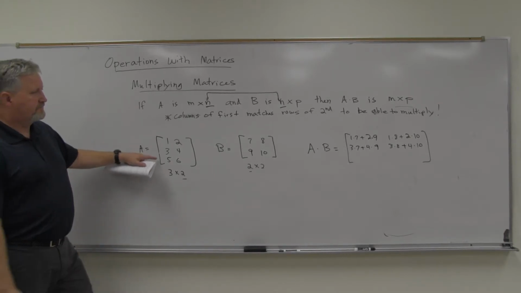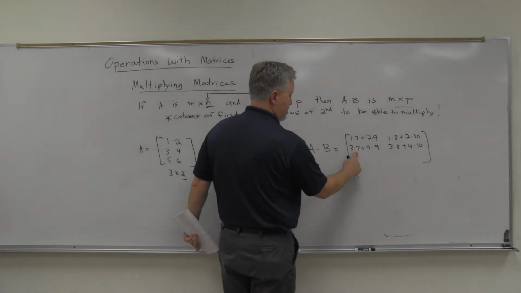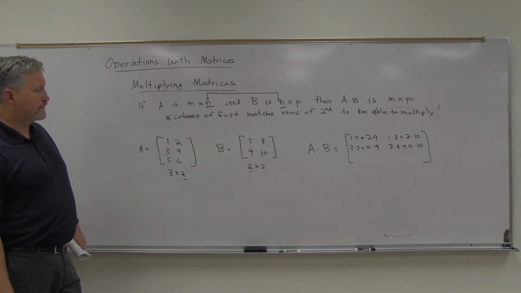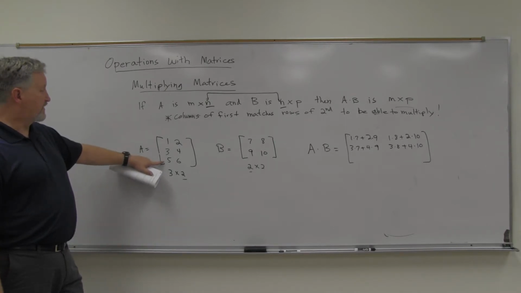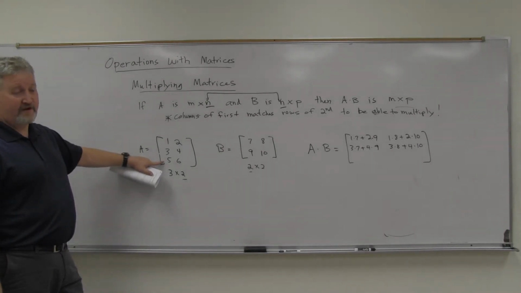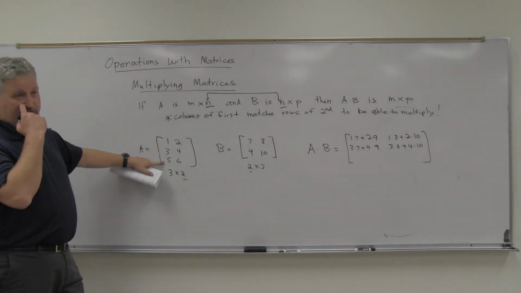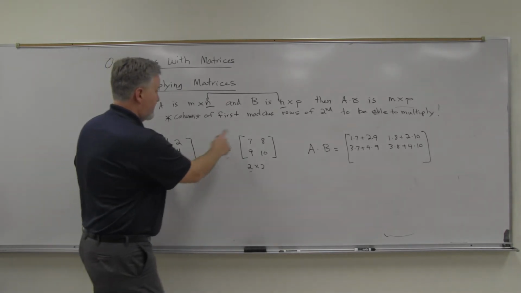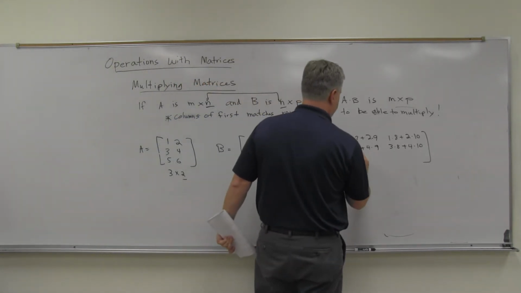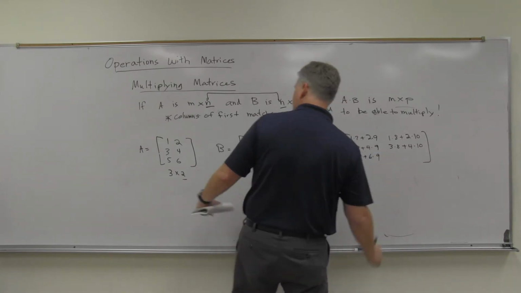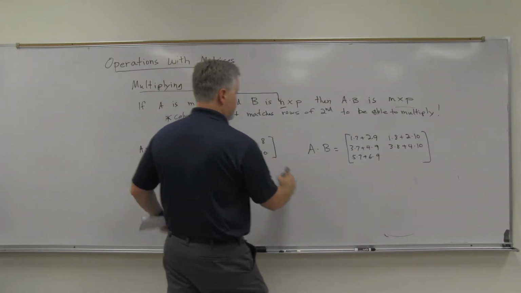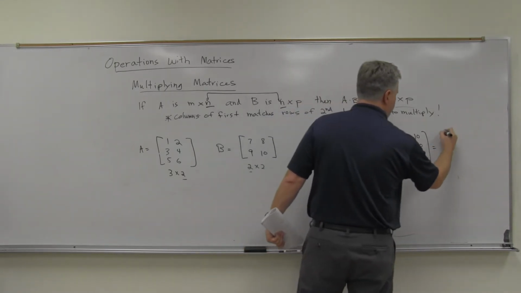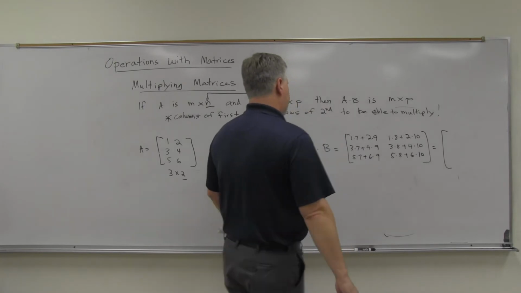All right. So that was row 2 of A multiplied by the columns of B. So we've got another row of A, so we've got to do that very same thing with the third row of A. So take the third row of A times each column of B. So it's 5 times 7, 6 times 9. And then 5 times 8 plus 6 times 10. And so that'll give us what?